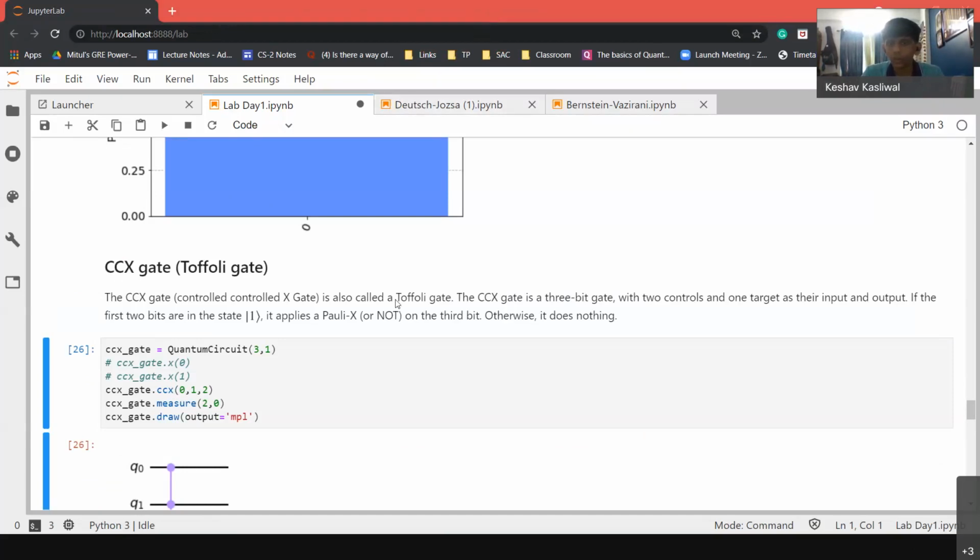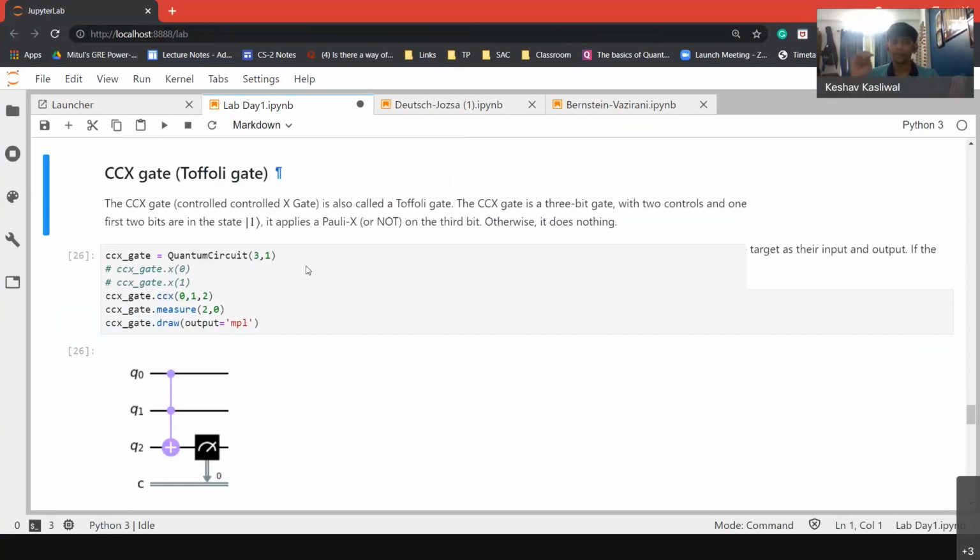So coming back to the CCX gate. As for the name, you can slightly infer from it that there are two controls over here and the third is the not operation. That is the exact meaning of it. That means there are two controls, and only if both of the controls are one would the not operation be applied over here.